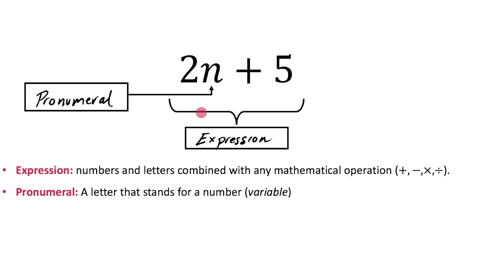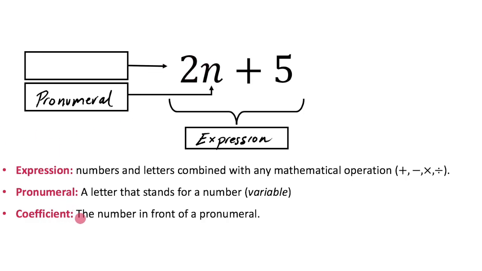Now, in the same way that we have a fancy word for letters in mathematics, pronumerals, we also have a fancy word for the numbers found in front of my letters in maths. We call the numbers in front of the letters coefficients. So the number in front of a pronumeral, so in this case 2, we call those coefficients. So again, I want you to grab your pen and write in the word coefficient in this box here, coefficient. So the coefficient is the number in front of the letter.